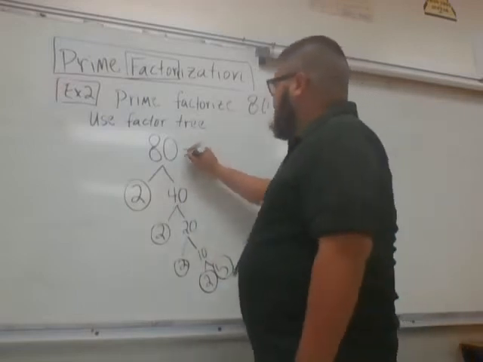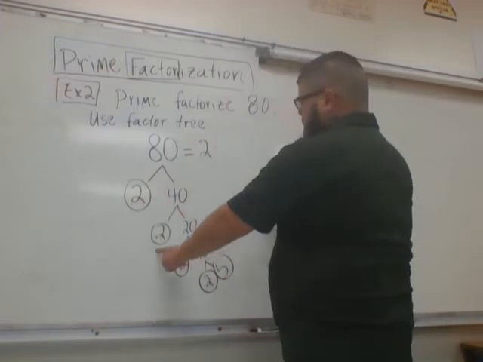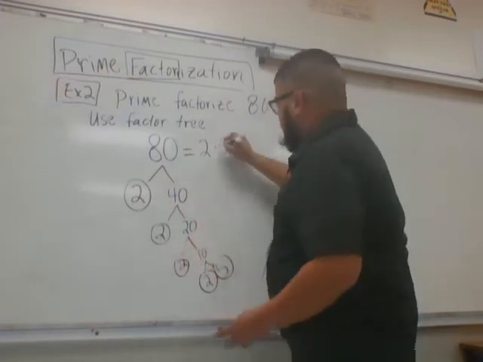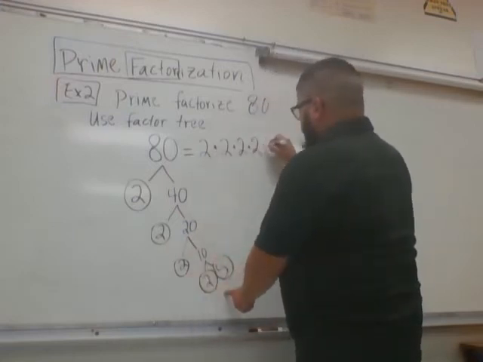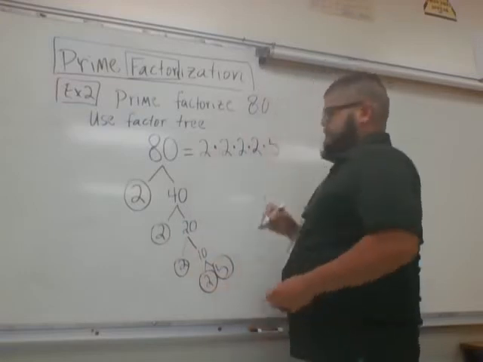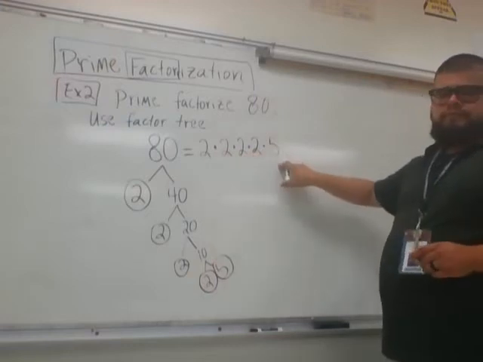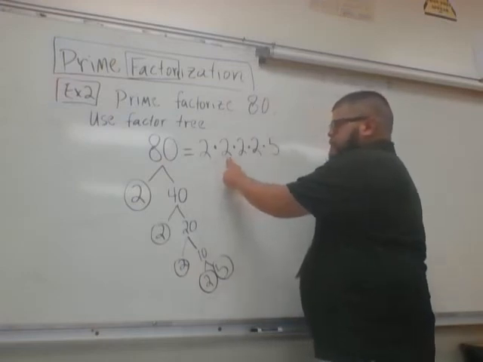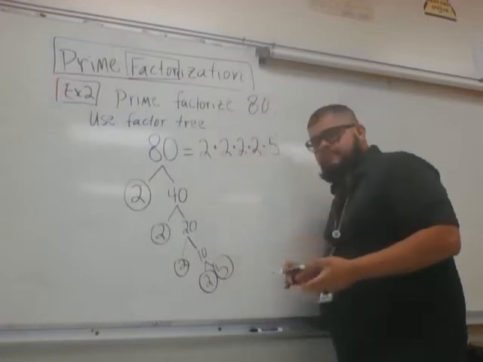So again, 80, I like to write it right here next to it, is 2 times 2. Remember, we're using the dots for multiplication. It's a lot easier, right? Times 2 times 2 times 5. Okay? 2 times 2 times 2 times 2 times 5. And so let's think about what's 2 times 2? 4. 4 times 2? 8. 8 times 2? 16. And 16 times 5 is 80.